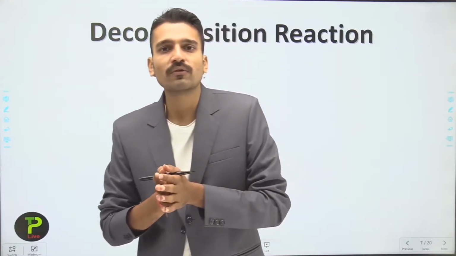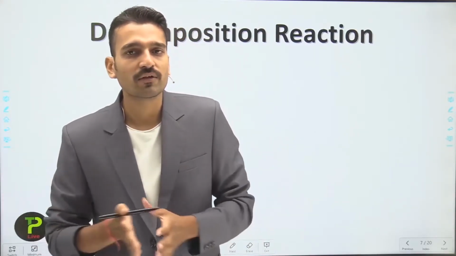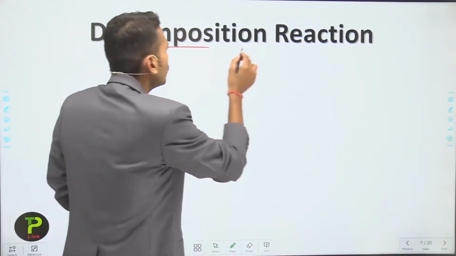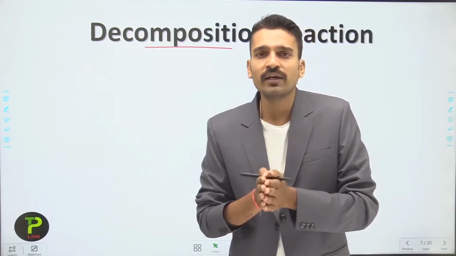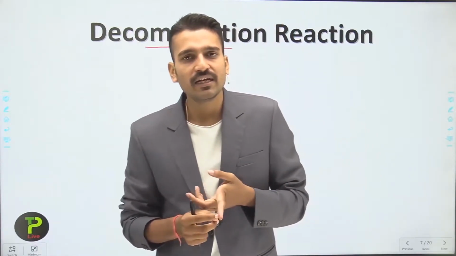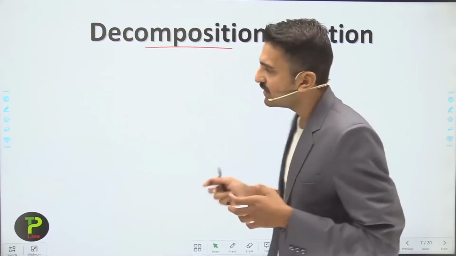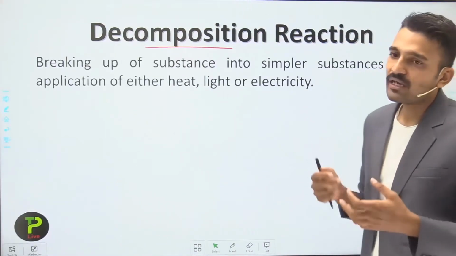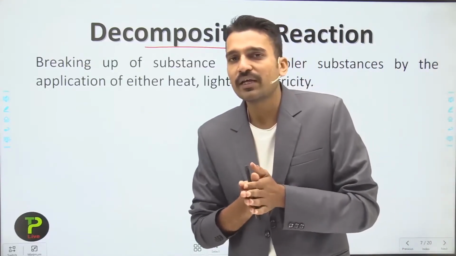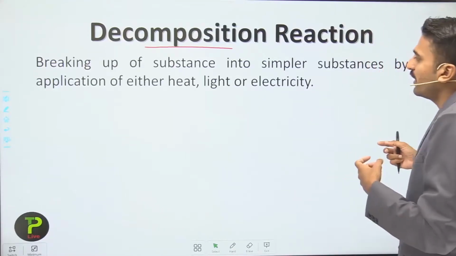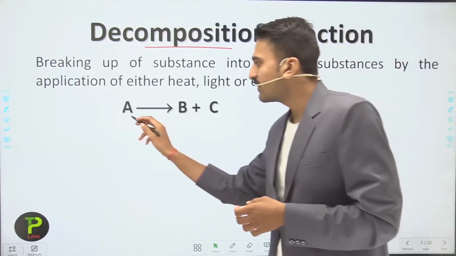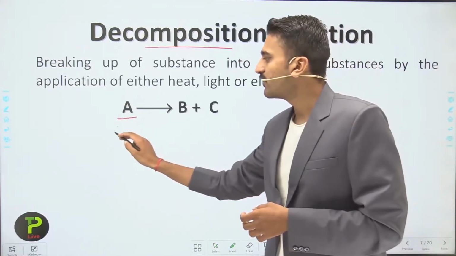As the name suggests, it is decomposition. What is decomposing here? The reactant is decomposing into different new products. How does this decomposition come into action? It comes into action with the help of energy. The energy can be heat energy, light energy, or electric energy. The breaking up of substances into simpler substances by the application of energy is termed a decomposition reaction.